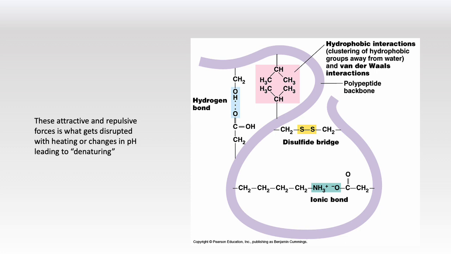Heat and pH, changes in heat, changes in pH, lead to denaturing, and it's that denaturing that will alter the function of the protein. It's why we have to tightly regulate, tightly control our body temperature and our body's pH. Because if we have any excessive change in pH or any excessive change in heat, we will lead to denaturing of the proteins, in particular the enzymes that are necessary for metabolism to take place.